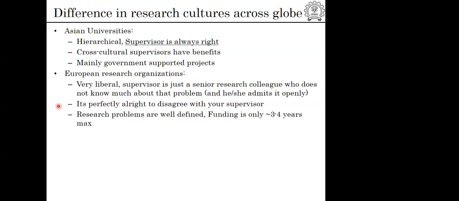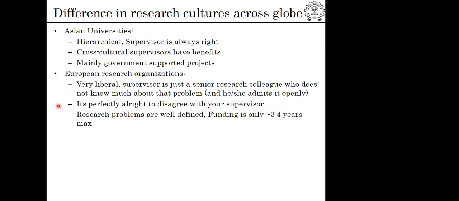But if you go to, let's say, European culture, it's very, very liberal. The supervisor is just like your senior colleague, because he or she has spent more time on a research problem and has a little more experience. But he's not like a boss. He's also trying to learn about the given problem, and they are very open to admitting that, I do not know much about this problem, I will try to find out and I will get back to you, something like this.